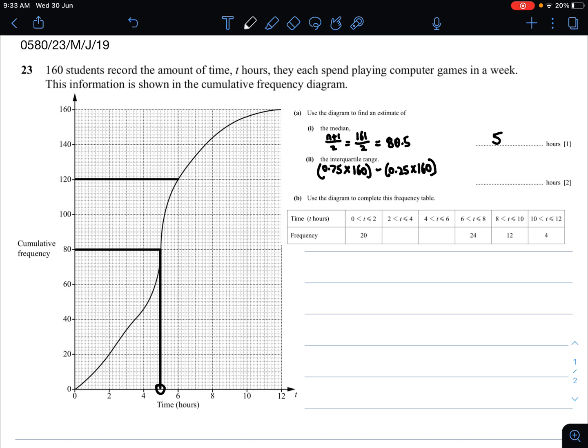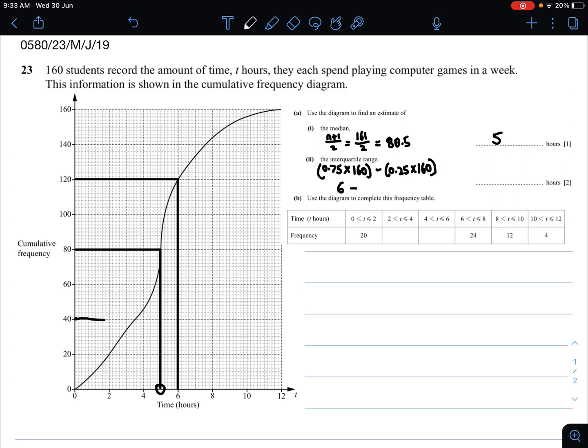So let's go ahead and connect the intersected part on the graph with the x-axis so that we find the hour mark. So in this case the hour mark would be 6 hours. So 6 minus, and next you do 0.25 multiplied by 160, which is 40.